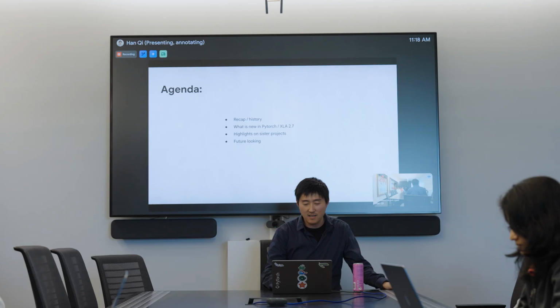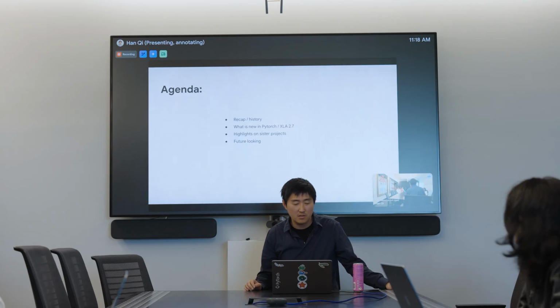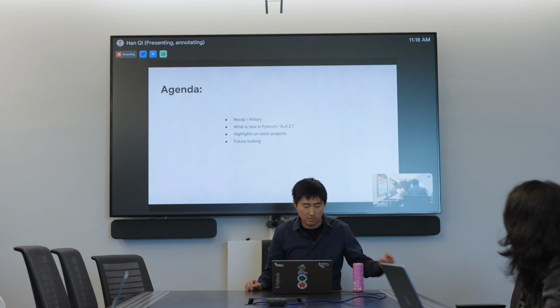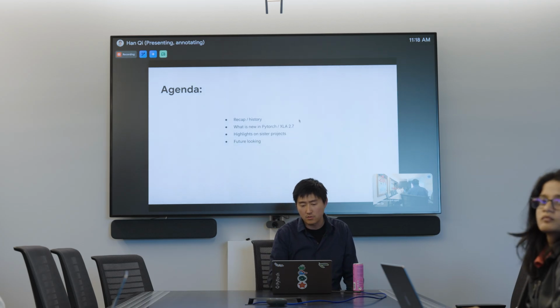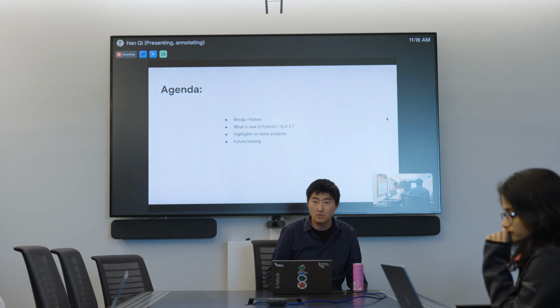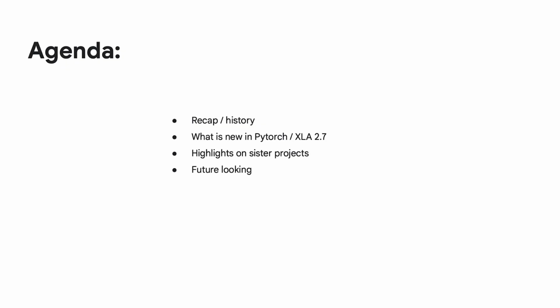Yeah, so I'm going to talk about Torch XLA. The plan for today is first we'll do a recap of history, both from the PyTorch history as well as the PyTorch XLA history. I'm going to walk through some of the new features from the 2.7 release, which happened on May 13th, and then highlight some sister projects and do some future-looking discussions. We are a small group, and it's going to be interactive, so feel free to ask questions anytime.